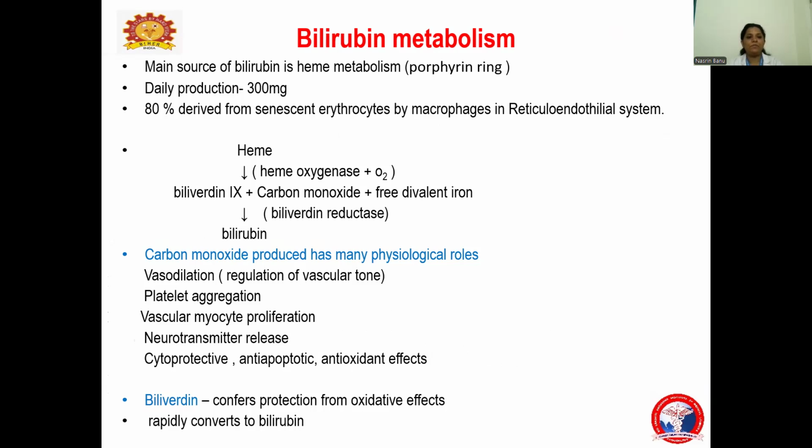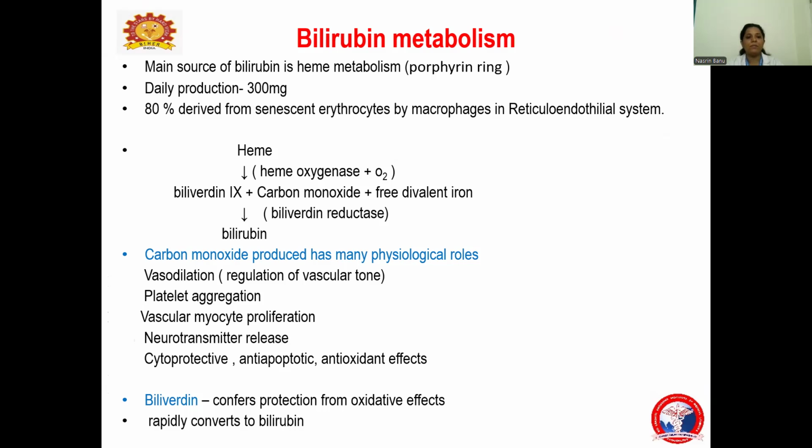Bilirubin metabolism. The main source of bilirubin is heme metabolism, that is, from the porphyrin ring. Daily production is about 300 milligrams. 80% is derived from senescent erythrocytes by macrophages in the reticuloendothelial system. The heme in the hemoglobin is broken down by heme oxygenase and oxygen to give biliverdin, carbon monoxide, and a free divalent iron.